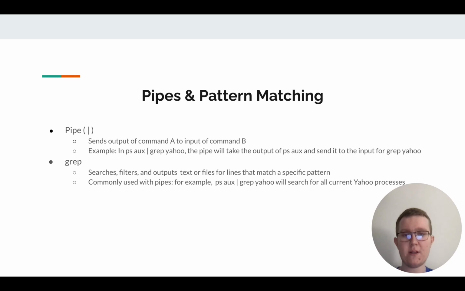Next, for pipes and pattern matching. A pipe is denoted by a vertical line, and it just sends the output of command A to the input of command B. For example, if I typed in ps aux, then the pipe, and then typed in grep Yahoo after that, all it's going to do is take the output of ps aux and send it to the input for grep Yahoo.